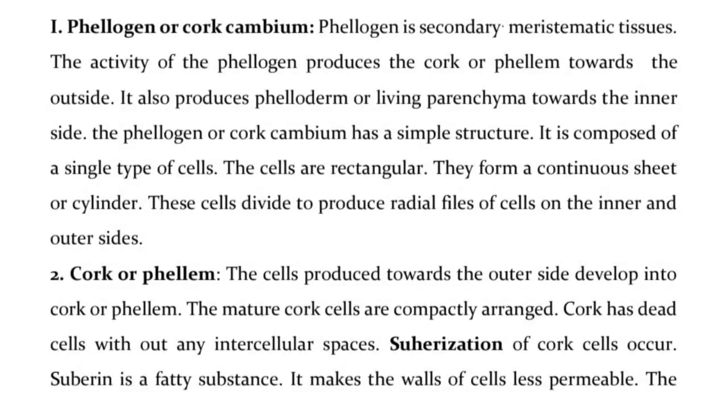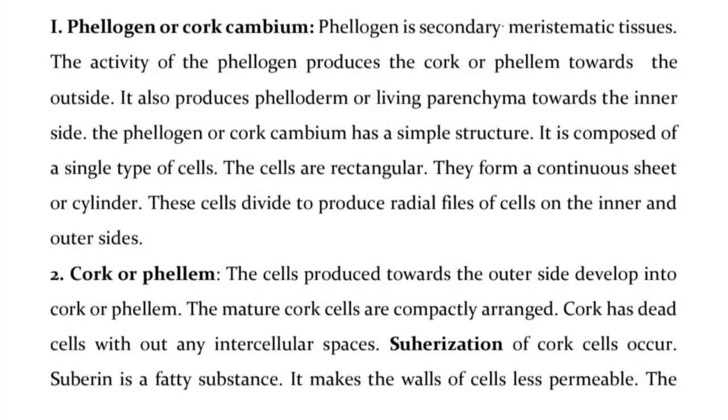The phellogen or cork cambium has a simple structure. It is composed of a single type of cells. The cells are rectangular. They form a continuous sheet or cylinder. These cells divide to produce radial files of cells on the inner and outer sides. Point 2. Cork or phellem. The cells produced towards the outer side develop into cork or phellem. The mature cork cells are compactly arranged. Cork has dead cells without any intercellular spaces.